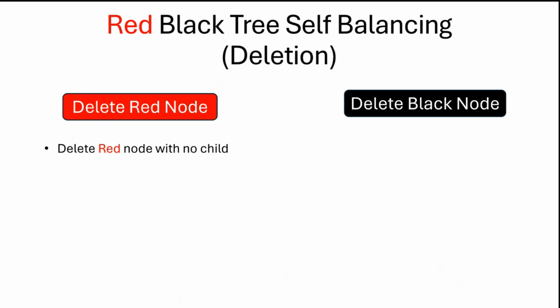But the second case, where red node with just one child, is not possible. Why? Let's see why. Because let's say if node 20 is a red node, it has just one node. Let's say its color is red, then it is violating red property.